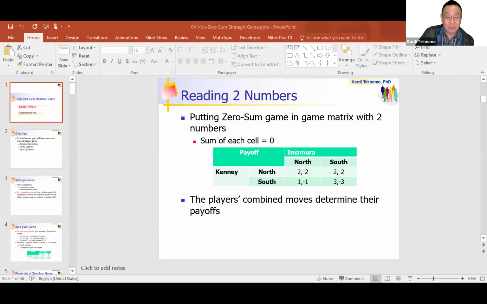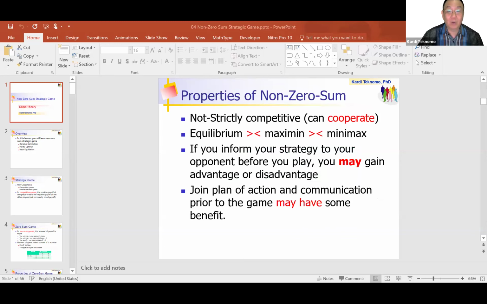Now, a while ago, Kenny and Imamura came. You can also put zero-sum games into non-zero-sum format. But look at this, the sum of the cell will become 0. So that is how you determine whether this is actually a zero-sum game or not. In that case, a non-zero-sum game is actually more general than a zero-sum game. Okay, so now these are the properties of non-zero-sum games.